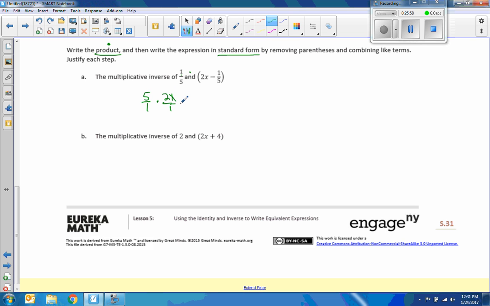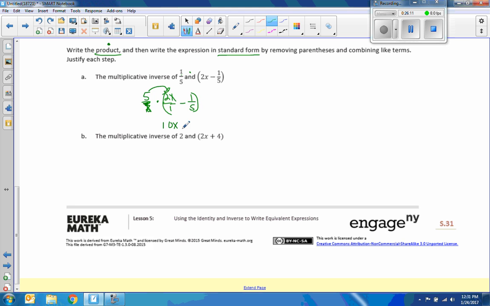I'm going to put that over 1, minus 1/5. Okay, this might look a little confusing to you at first, but don't let it scare you. 5/1 is simply 5, so I'm just going to ignore all of that, and I'm going to distribute. 5 times 2x is 10x, or 10x over 1 means the same thing.